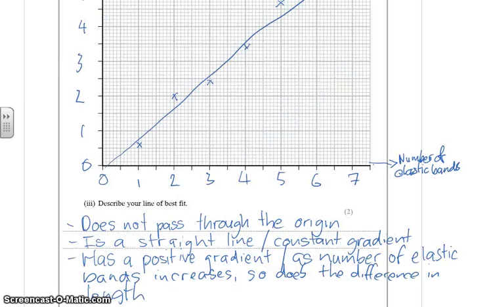So then we need to describe the line of best fit. As I've already said, it doesn't quite pass through the origin. It's a straight line, or you could say that it's got a constant gradient. It's got a positive gradient, so it's sloping upwards, and what that means is that as the number of elastic bands increases, so does the difference in the length. If you'd forced your line to go through 0, 0, then you could have said that it was directly proportional, and you'd have got a mark there for an error carried forward. But actually, if you'd plotted the line of best fit correctly, it doesn't go through the origin.